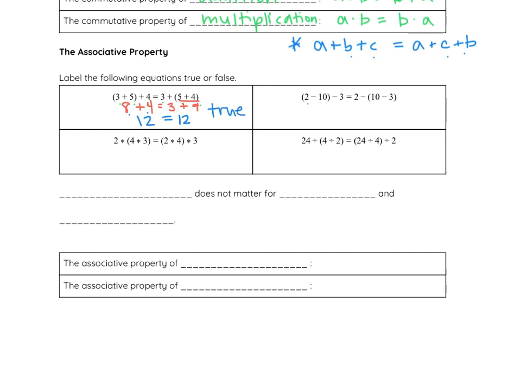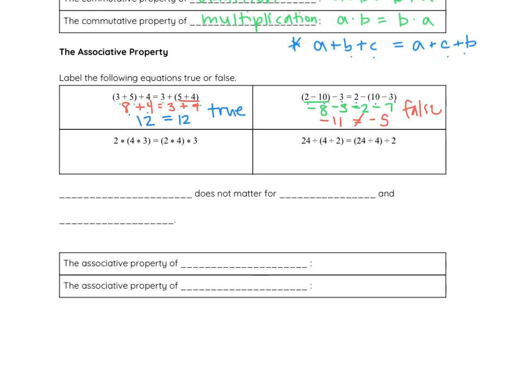Now let's look at the next one. Again, the order is the same, 2, 10, 3. They're all the same operation, and this one is subtraction, but they're grouped differently. Let's start with this group. 2 minus 10 is negative 8, and then minus 3. On the right, I'm going to bring down that 2, minus, and then 10 minus 3 is 7. So on the left side, it's negative 8 minus 3, which is negative 11, and that equals 2 minus 7, which is negative 5. Well, that is not true, so this would be a false statement.